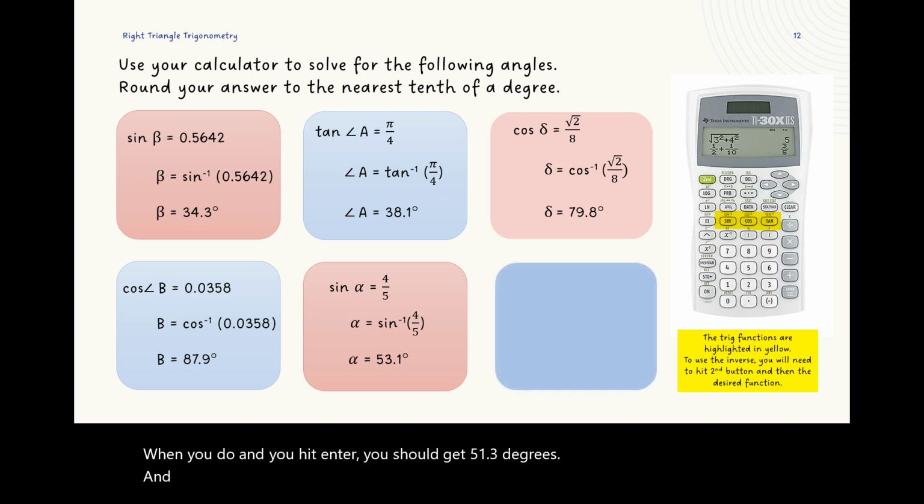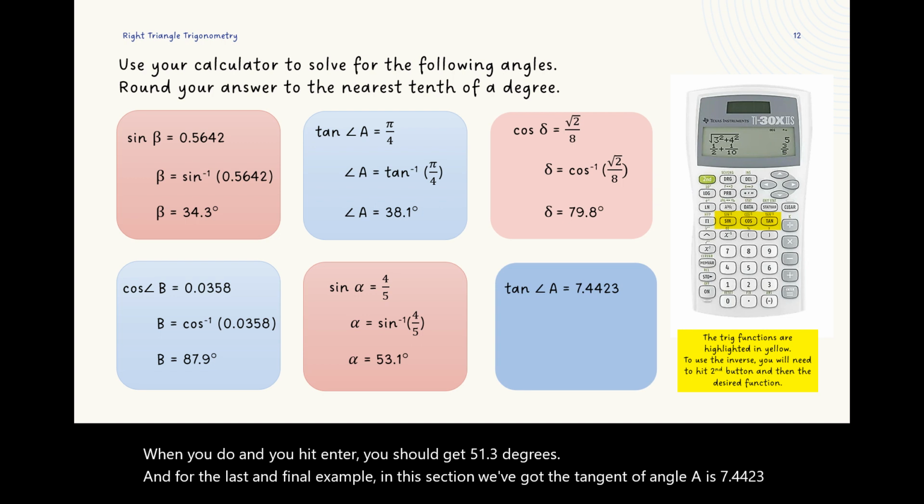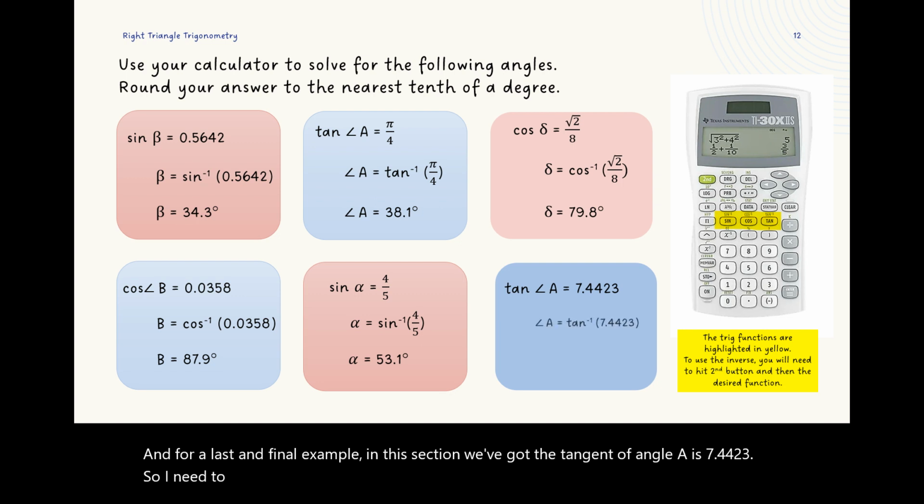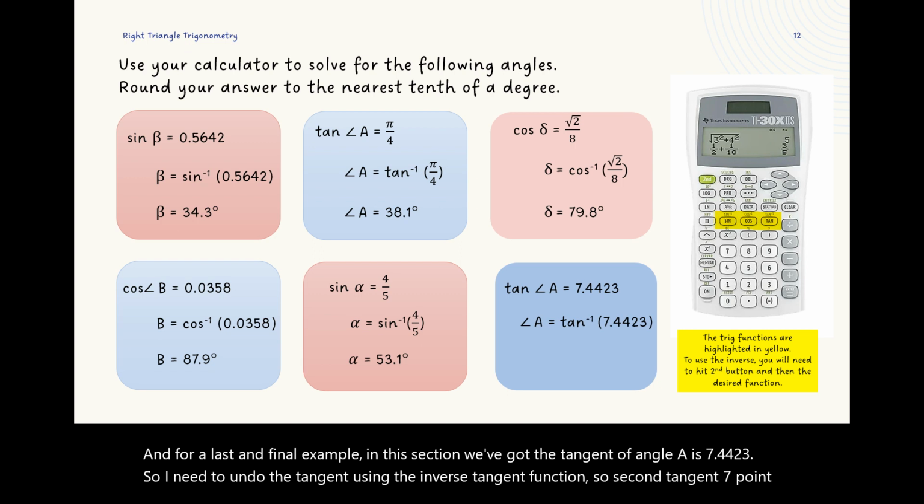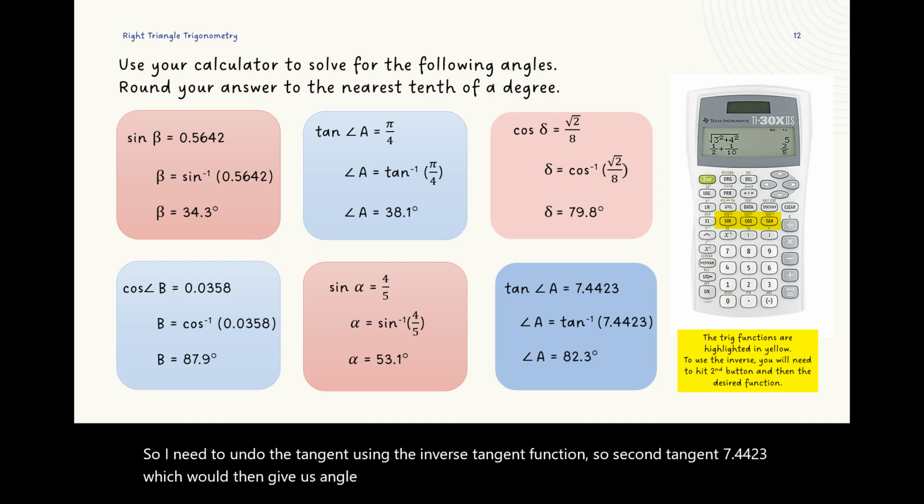And for a last and final example in this section, we've got the tangent of angle A is 7.4423. So I need to undo the tangent using the inverse tangent function. So second tangent, 7.4423, which would then give us angle A is 82.3 degrees.